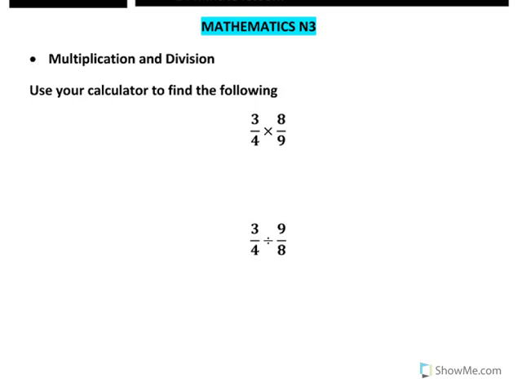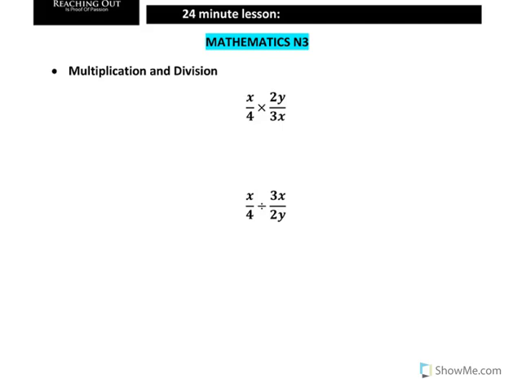Now, using your calculator, can you quickly calculate the following? 3 over 4 times 9 over 8, as well as 3 over 4 divided by 9 over 8. If you use a calculator, you're going to get the same answer, 2 over 3, for both. What do you notice? 3 over 4 on both sides. But look at it: when you say times, it's 8 over 9. When you say divided, it's 9 over 8. This is the principle of division.